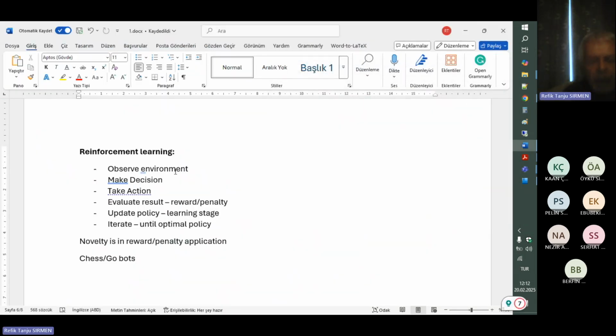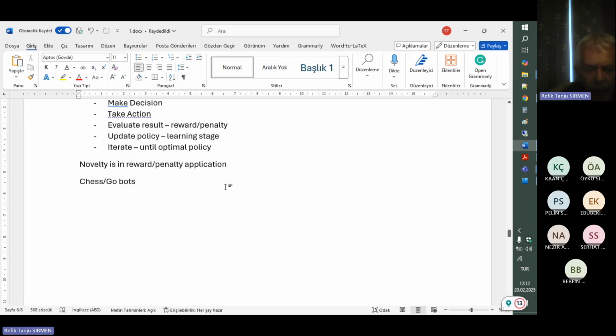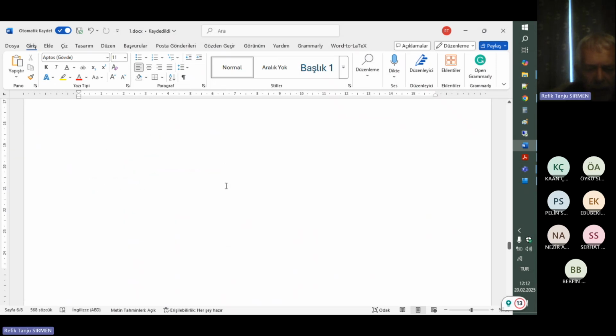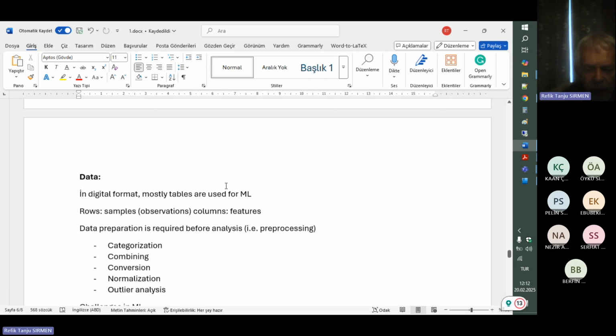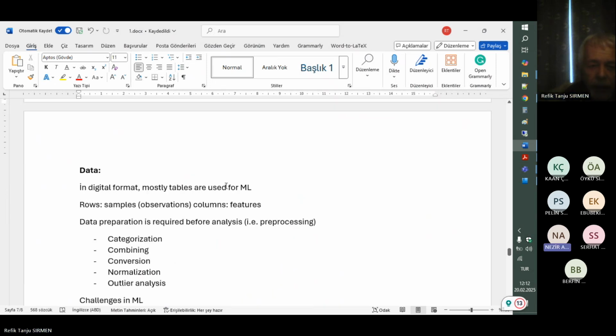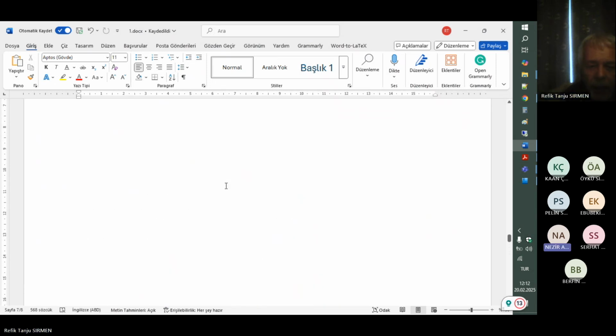So this is reinforcement learning. Okay, it's 12:12 now. Let me complete and finish. So can I give an example for reinforcement learning?